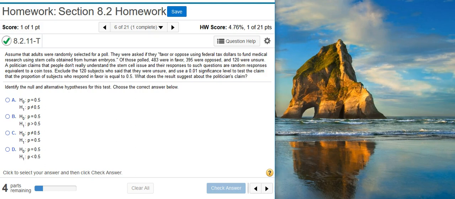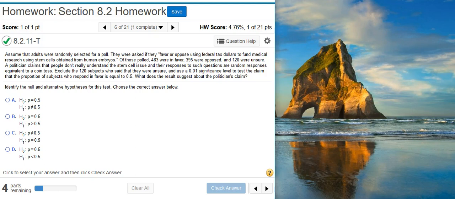A politician claims that people don't really understand the stem cell issue, and their responses to such questions are random responses equivalent to a coin toss. Exclude the 120 subjects who said that they were unsure, and use a 1% significance level to test the claim that the proportion of subjects who respond in favor is equal to 50%. What does the result suggest about the politician's claim? Okay, that was a mouthful.